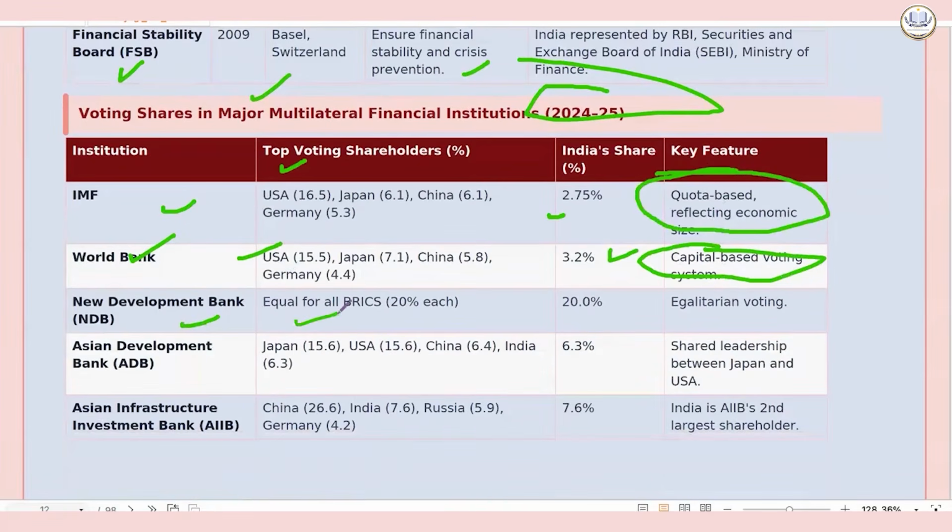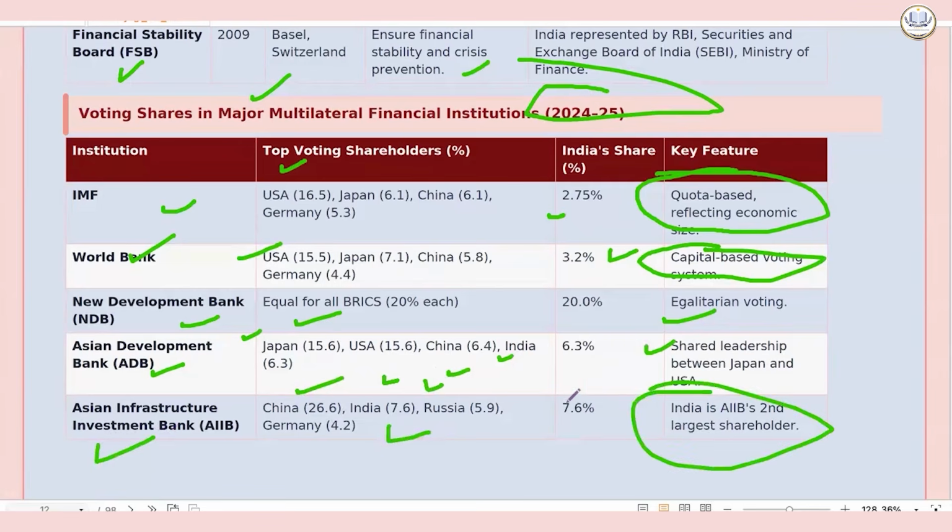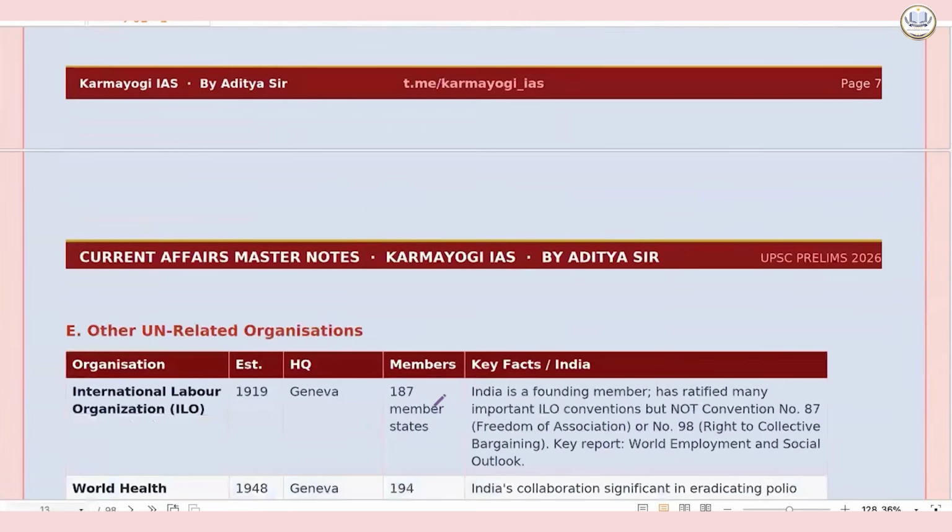New Development Bank, equal for all BRICS, 20% each. Egalitarian voting. Asian Development Bank, Japan and USA are at number 1. Then comes China, then India. Shared leadership between Japan and USA. In the Asian Infrastructure Investment Bank, China is number 1, then India, then Russia, then Germany. India is second largest, okay, with 7.6%.